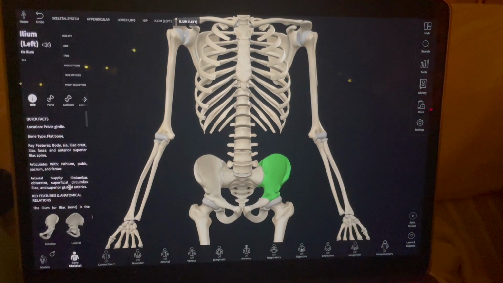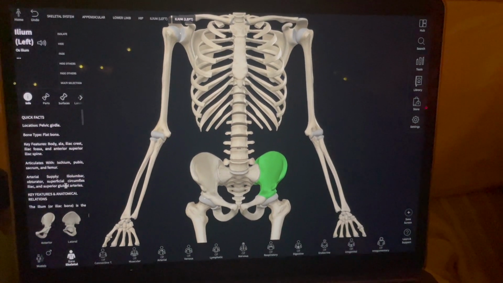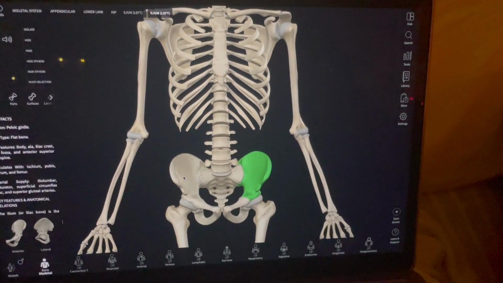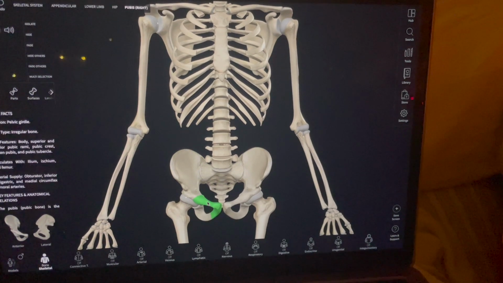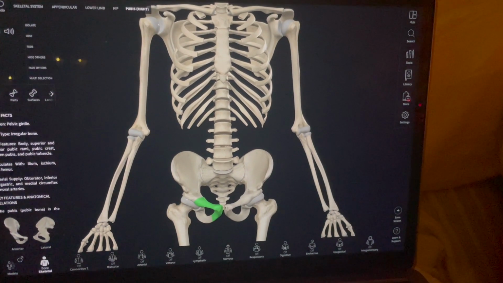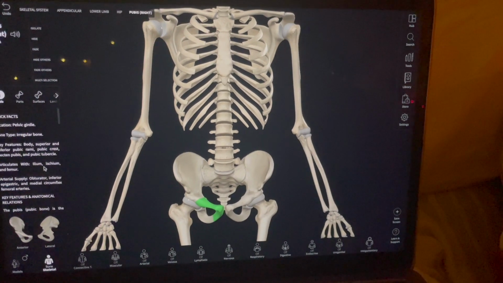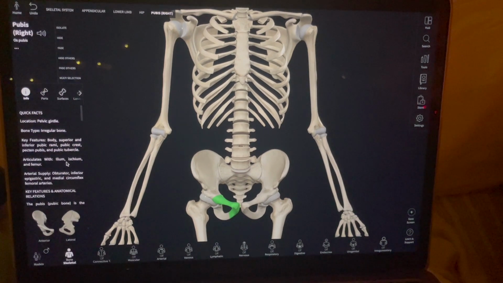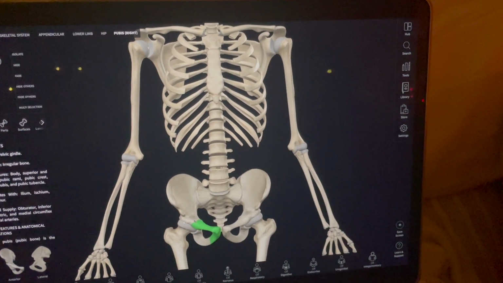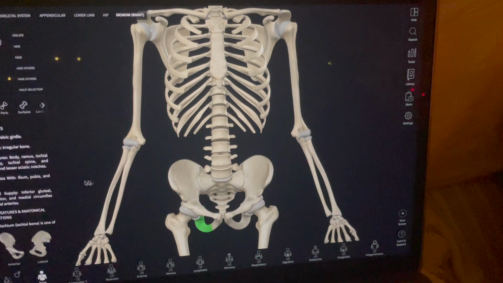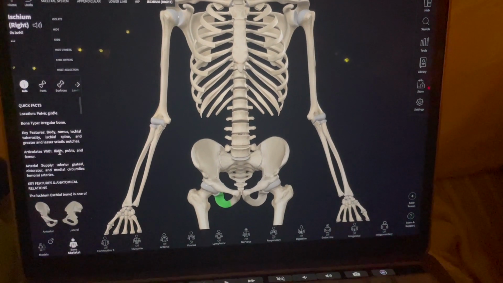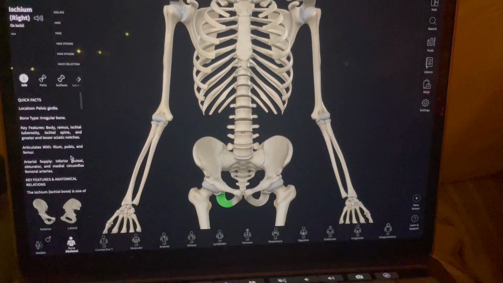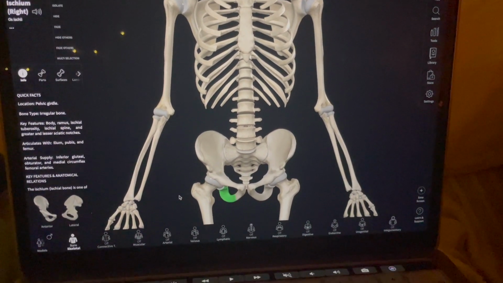And this is what is going to be jutting out. You feel that in your hip, like your hip bone when you bump into it. And then there's it on the other side. And then we also have the pubis, right and left as well. This is also a part of the hip bones, and it articulates with the ilium, the ischium, and the femur. And then we have the ischium, which articulates with the ilium, the pubis, and the femur as well. And this is the third bone of your hip bones.